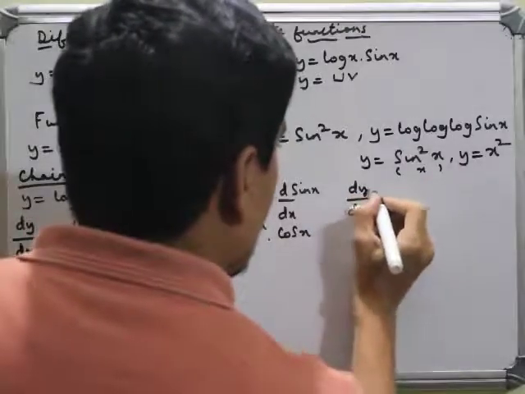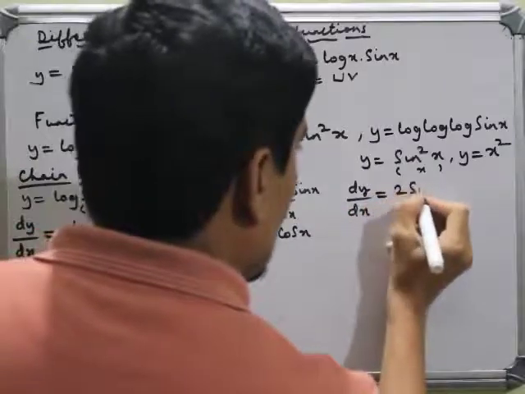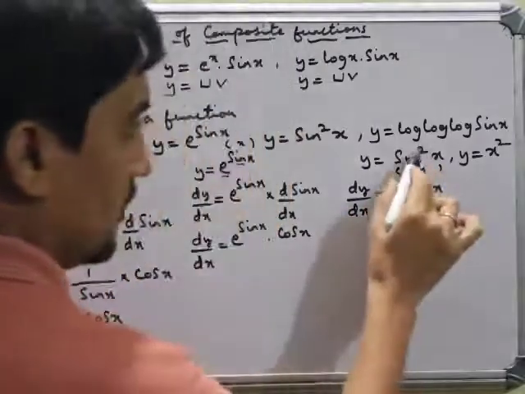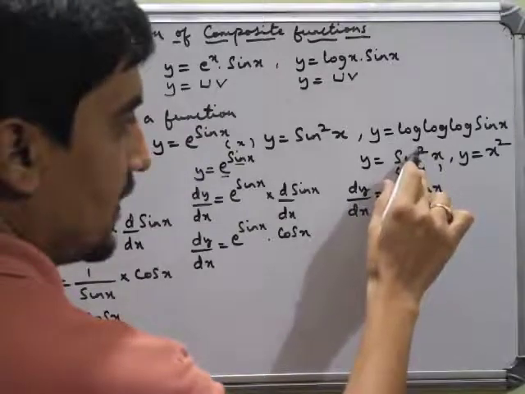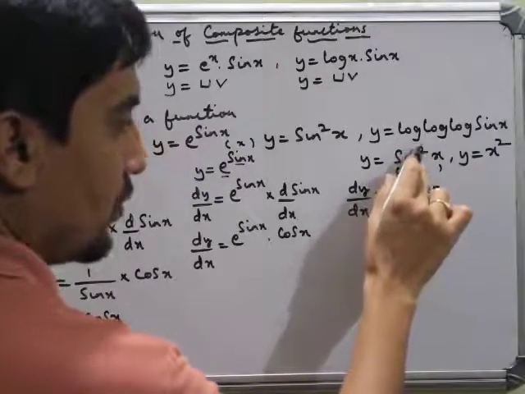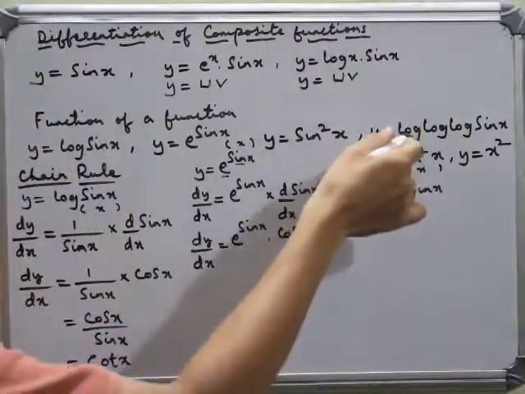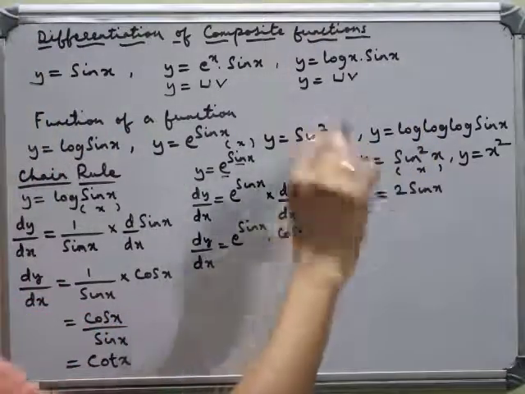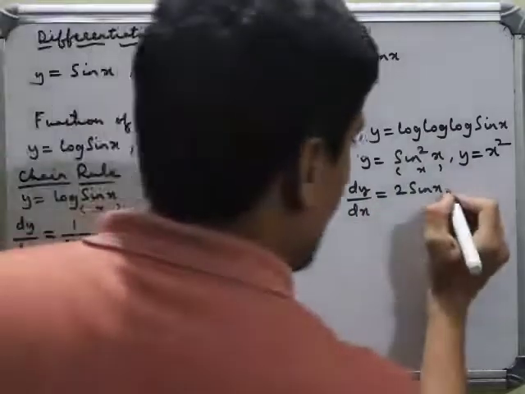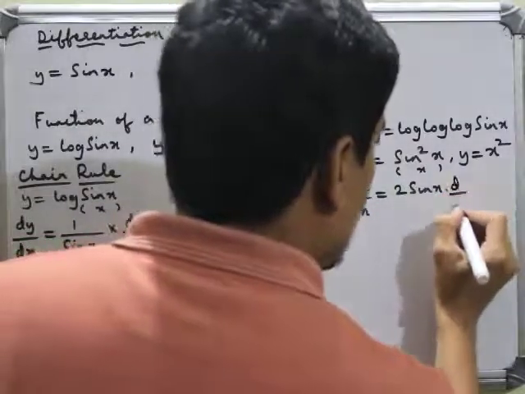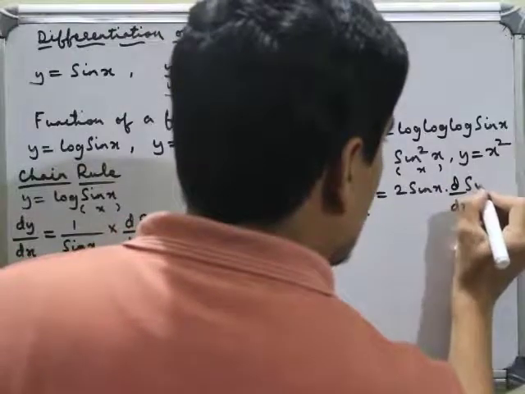dy by dx is equal to 2 sin x. So this was differentiation of the power. First you have differentiated the power function. It is square or cube or 4, 5, whatever is there, you have to differentiate that. And then differentiate the base function, that is sin x. 2 sin x into differentiation of sin x.